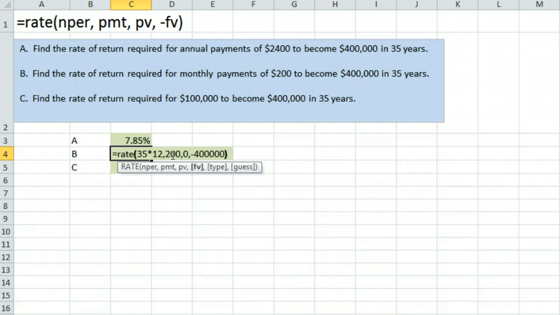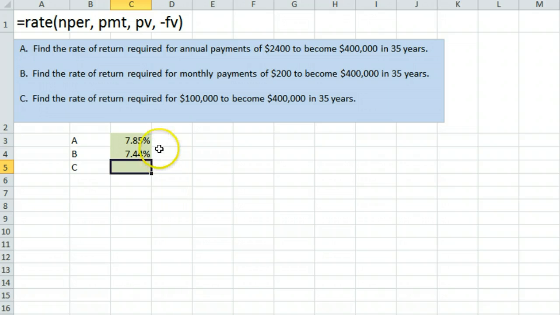Also, since we are doing this problem in terms of months, Excel will give us a monthly return requirement, so we do need to multiply this result by 12. This gives us the result 7.44%. Note that we need a lower return than before because we're taking advantage of monthly compounding rather than waiting until the end of the year to make a single deposit.